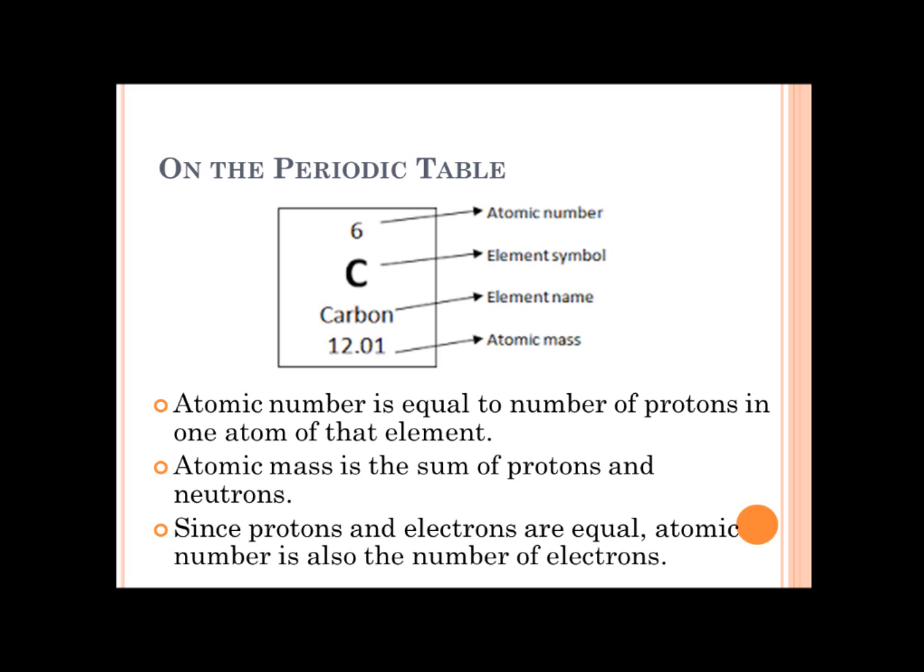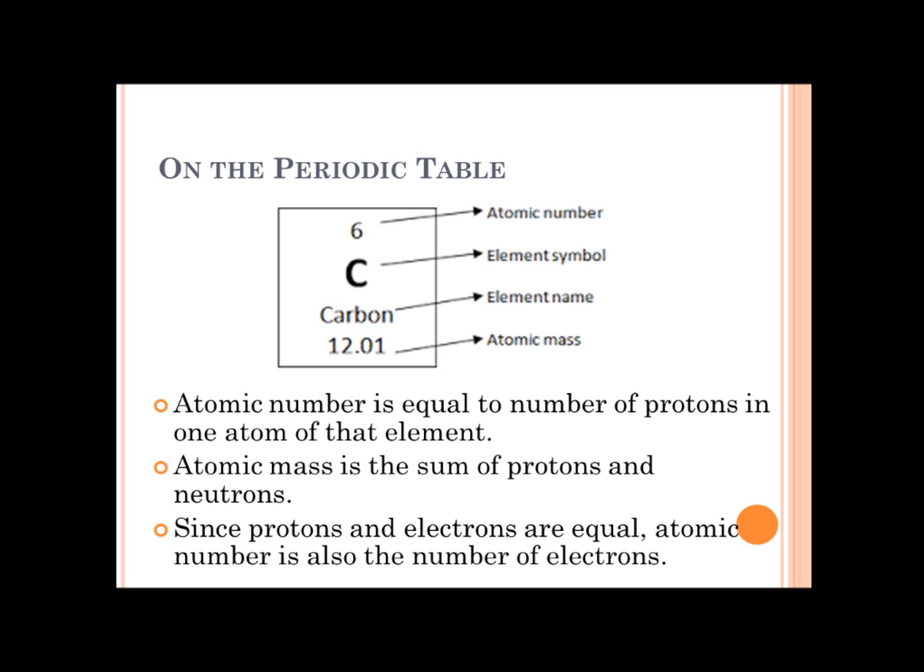Okay? So we can use the atomic number to figure out the number of protons because the atomic number is equal to the number of protons in one atom of that element. Now the atomic mass is the sum of protons and neutrons. So if I have 2 protons and 3 neutrons, my mass is going to be 5 because it's protons plus neutrons.